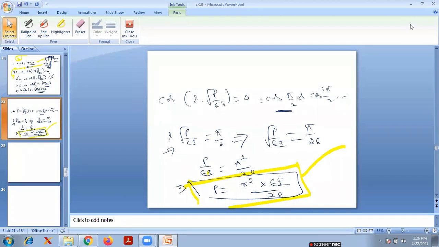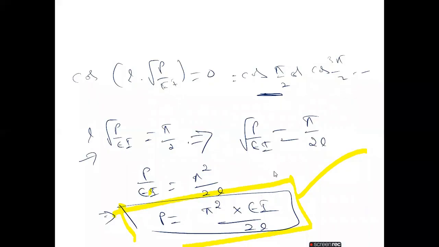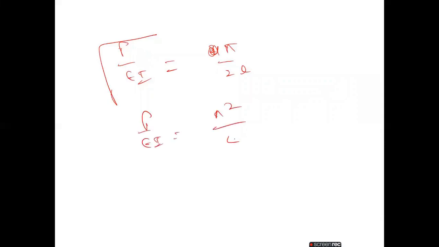Yes, you are right. Sorry for this one. Thank you for informing me. Whatever you told is right. Here there is a small correction. I will write here again. P by EI equal to pi by 2L. Yes or no? Yes, pi by 2L. Then P by EI equal to pi square by 4L square. So then P equal to pi square EI by 4L square. So this is the equation.